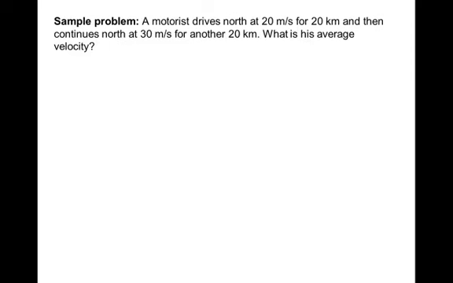In this sample problem, it says a motorist drives north at 20 meters per second for 20 kilometers and then continues north at 30 meters per second for another 20 kilometers. What is his average velocity? So let's say this direction is north, and let's use motion maps to help solve this problem. So 20 meters per second for 20 kilometers.